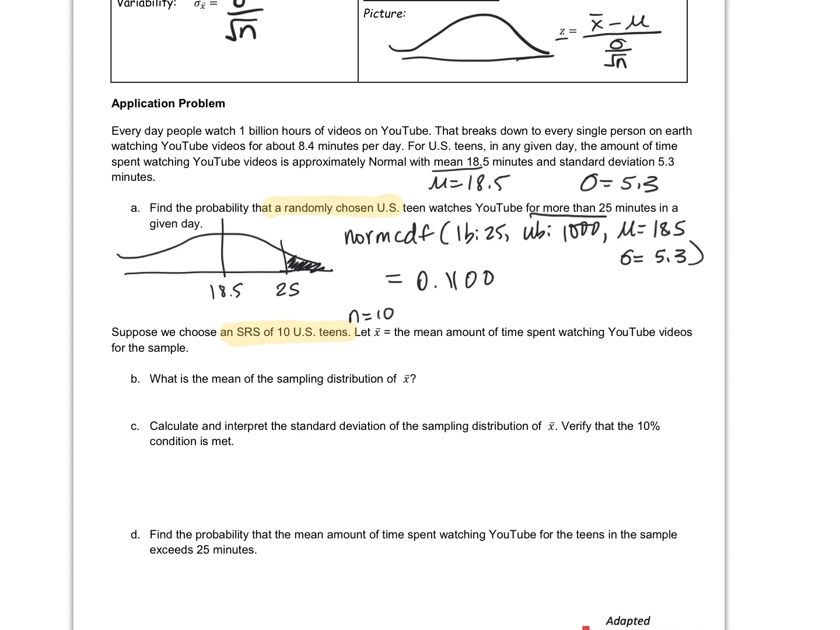X bar is the mean amount of time watching the YouTube videos for the sample. What is the mean of the sampling distribution of X bar? If we took every possible sample of size 10, what would the mean of all the X bars be? It'd be whatever the true mean is, which was 18.5 minutes, right?